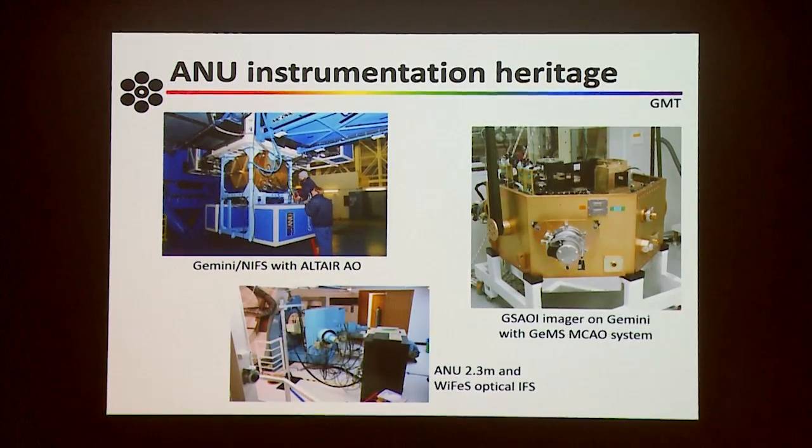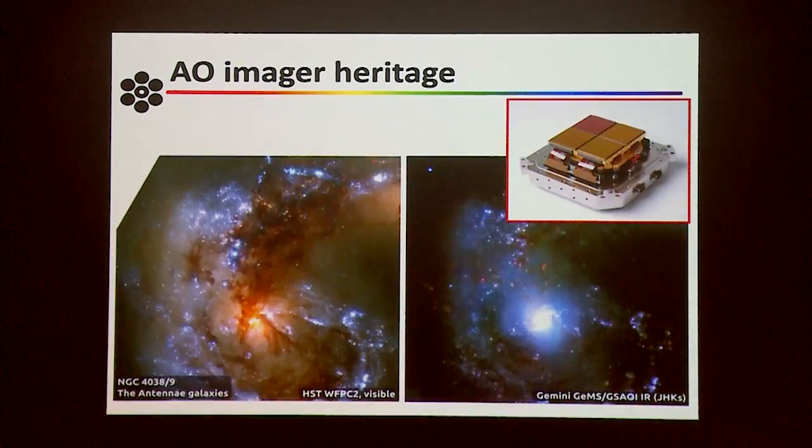We've built an adaptive optics infrared, but also integral field spectrograph for Gemini, the NIFS system that I hope many of you have used. And we've also built the adaptive optics imager on Gemini South, which is currently being used with the GEMS multi-conjugate adaptive optics system. So we do have a record of doing this. Both of these instruments work very well. And we've actually built another system on our own 2.3 metre telescope, the WiFeS optical integral field spectrograph. So we do have a significant track record in this area.